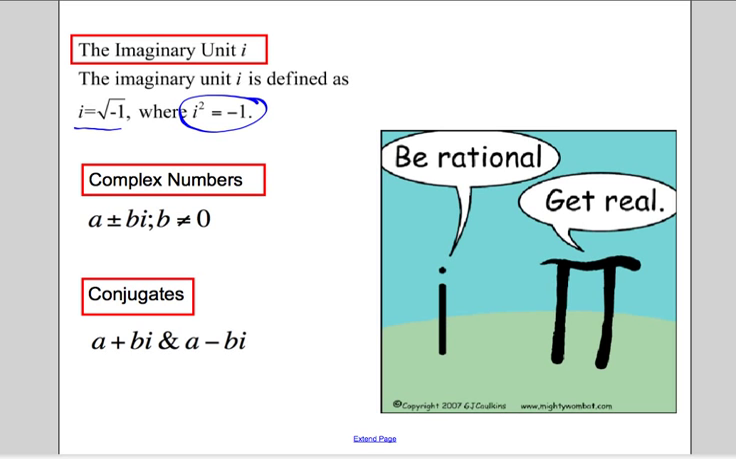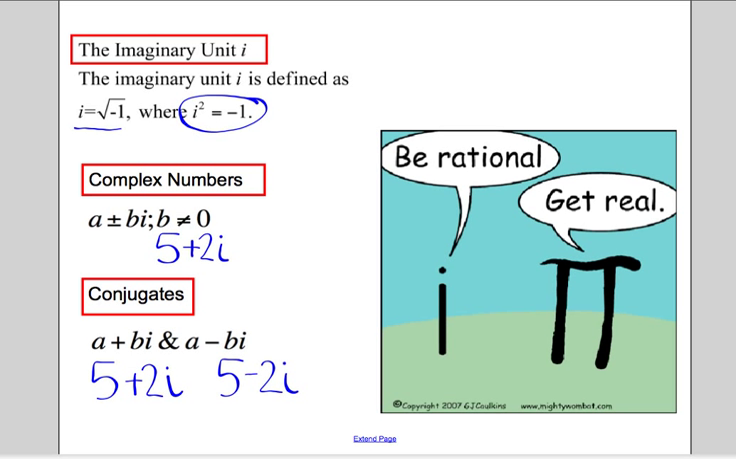A complex number is just a number that has a real part and an imaginary part. For example, 5 plus 2i would be an example of a complex number. It has both a real number 5 and an imaginary part 2i. Now, if two complex numbers are conjugates, it just almost means that they're opposites. The sign's in the middle. So 5 plus 2i and 5 minus 2i would be what we call conjugates.